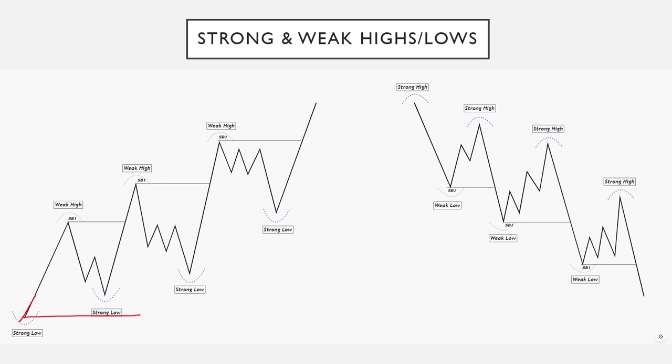So they wouldn't like to go below their order. So it doesn't make sense for them to go into drawdown, right? The market then pushes up, causes a break of structure. So remember, a strong low or a higher low is a low that causes a break of structure. Okay, and this is why we draw our bold line right there.